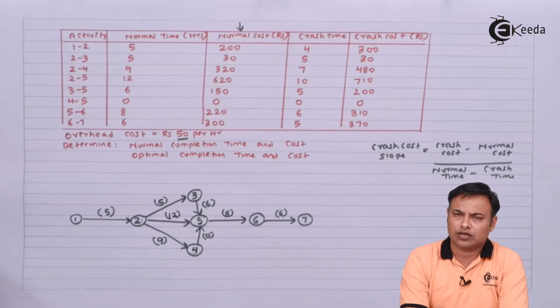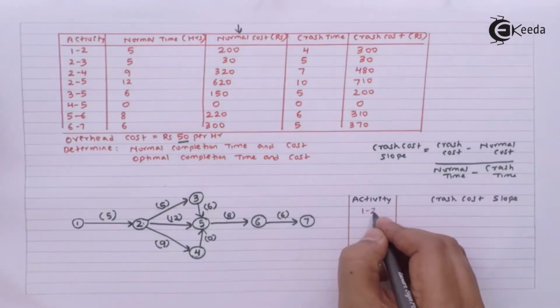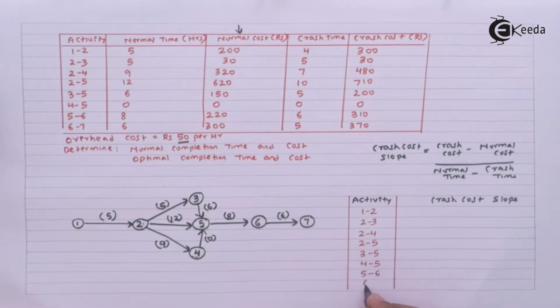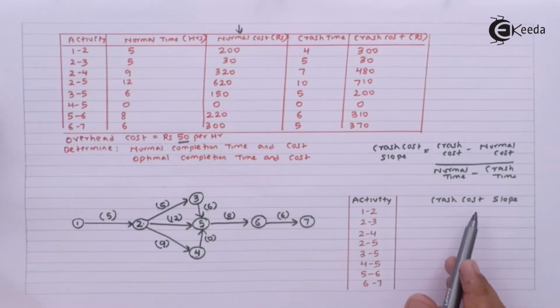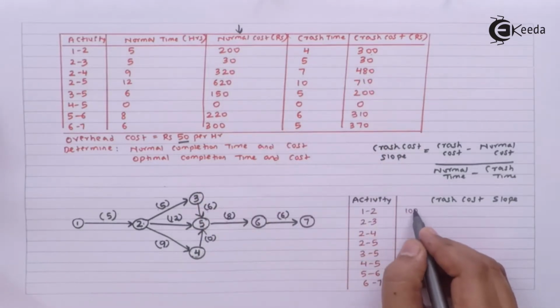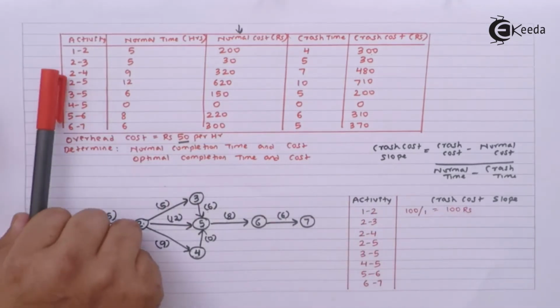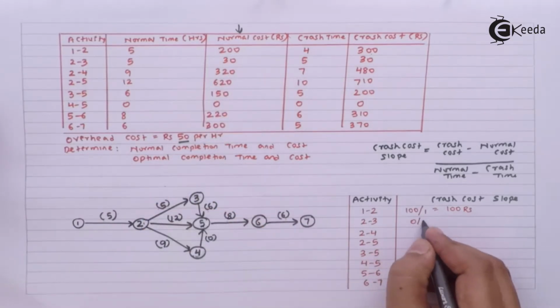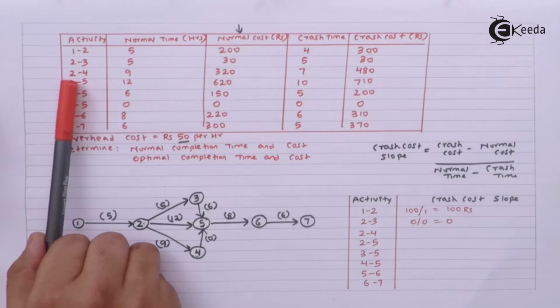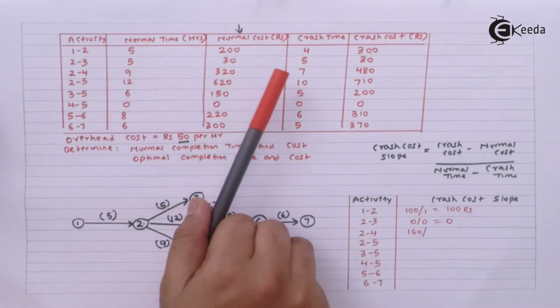Let's first calculate the crash cost per hour, also called crash cost slope, for all the activities. Now, how to calculate the crash cost? We have the formula. The crash cost slope will be difference in cost upon difference in time. So 300 minus 200 will be 100 divided by 5 minus 4, 1. For 2 to 3, it will be 30 minus 30, 0 upon 0, it will be 0. For 2 to 4, it will be 480 minus 320, 160 divided by 9 minus 7.